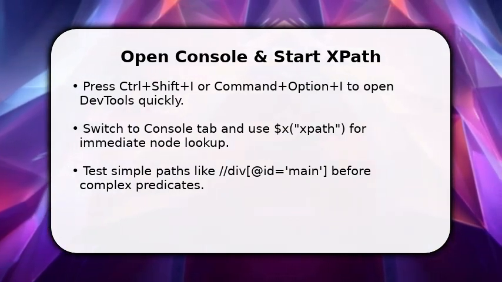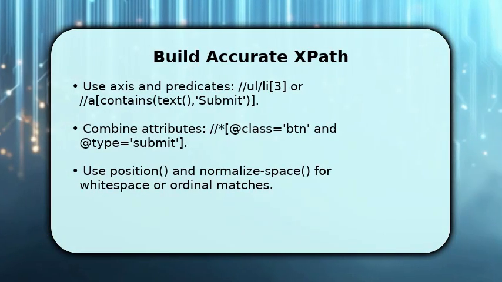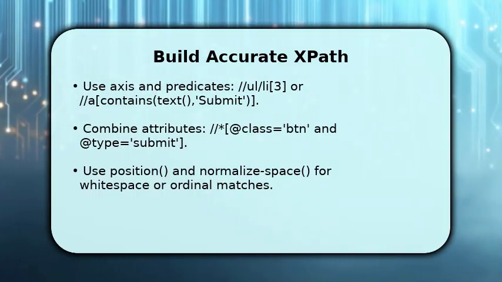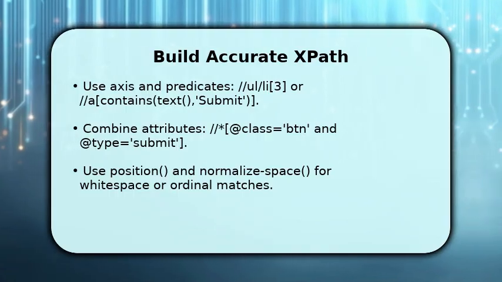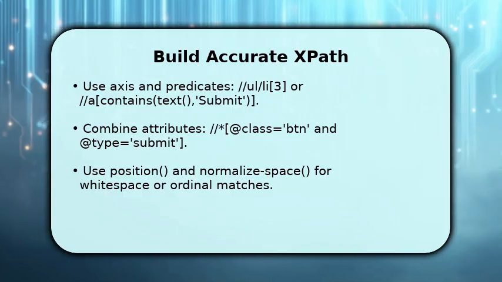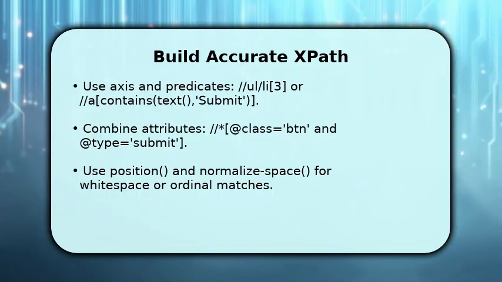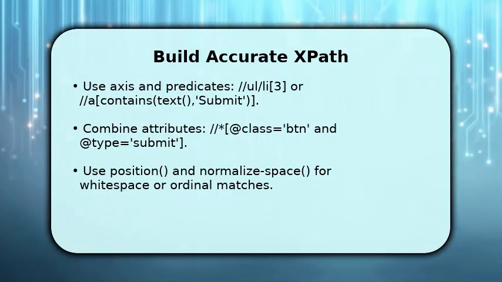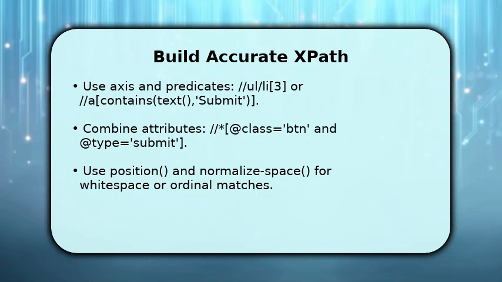Next, you refine the expression so it returns the exact node you need. Start by using predicates and functions. For example, //a[contains(text(),'Submit')] finds links by visible text, and //button[@class='btn' and @type='submit'] narrows by multiple attributes. Once done, use position() or [3] to pick the third item, or normalize-space() to remove odd white space. Make sure to rerun $x after edits so you see immediate feedback, and inspect returned nodes to confirm attributes.